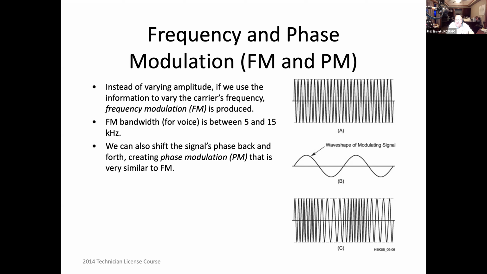But just think of modulation in terms of what does the modulating signal do. If it changes the amplitude of the carrier, it's AM. If it changes the frequency of the carrier, it's FM. That's it. Okay, thank you, Phil. Appreciate that very much.